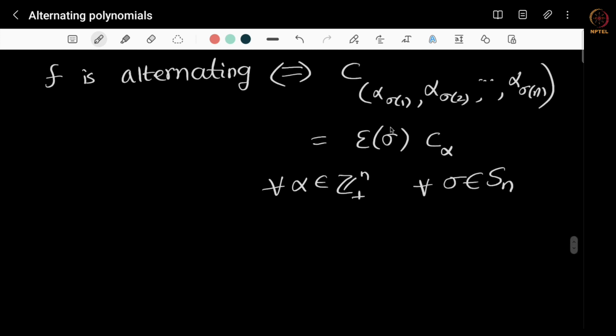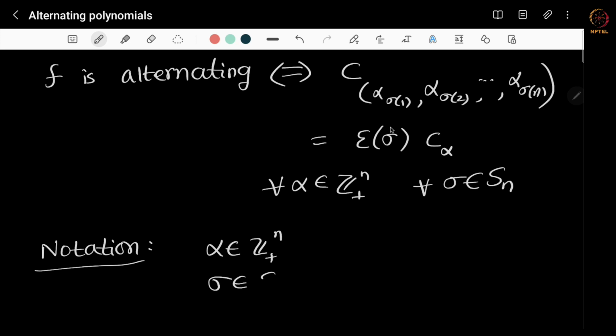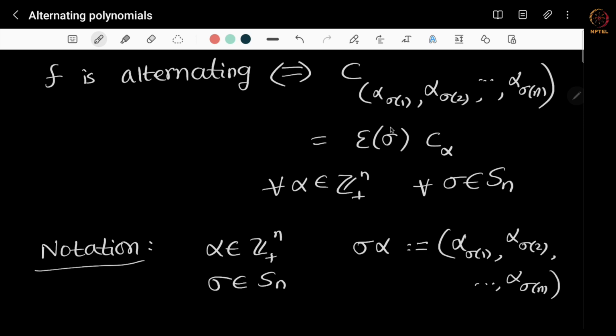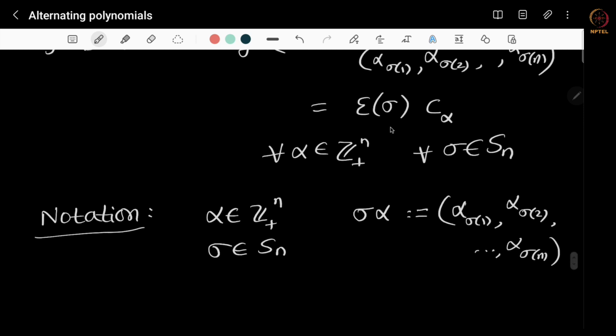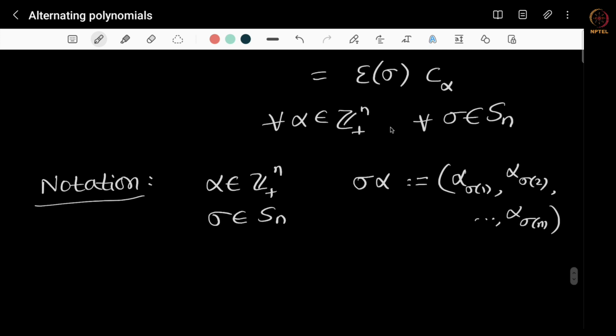Now there's this notation which is sort of useful. Let alpha be a multi-index and let sigma be a permutation. Given these, sigma alpha will just denote the multi-index whose entries are what we wrote upstairs: you permute alpha like this, alpha sigma 1, alpha sigma 2, ..., alpha sigma n. That new multi-index will be denoted as sigma alpha. Okay, so it's a nice shorthand because this appears so often.